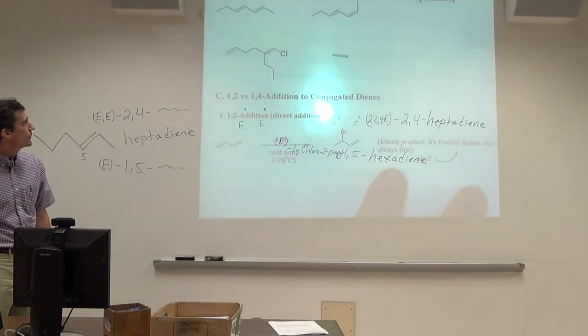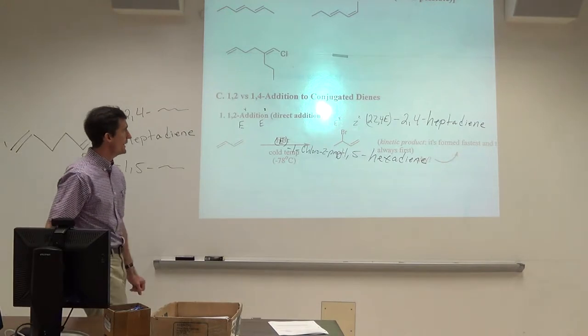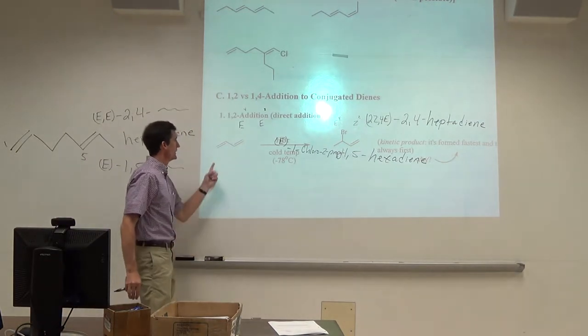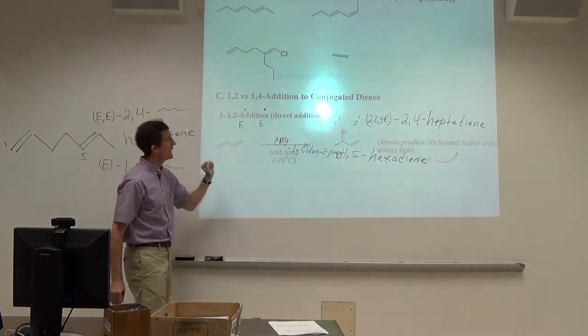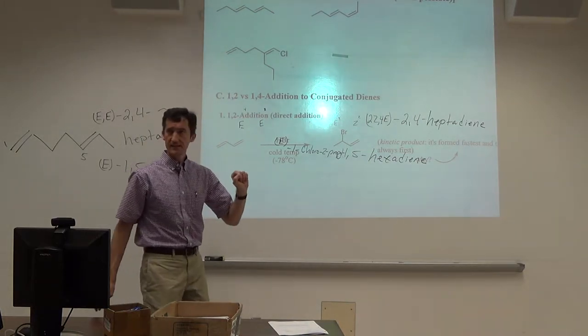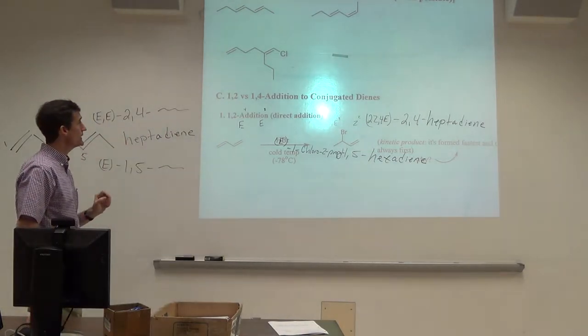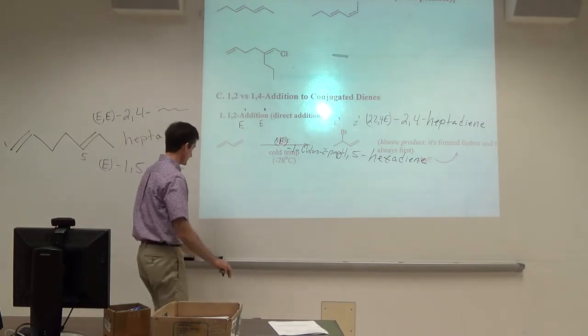Okay. Addition reactions of conjugated dienes. This is conjugated here. Just like adding HBr to an alkene, we can add HBr to a diene.